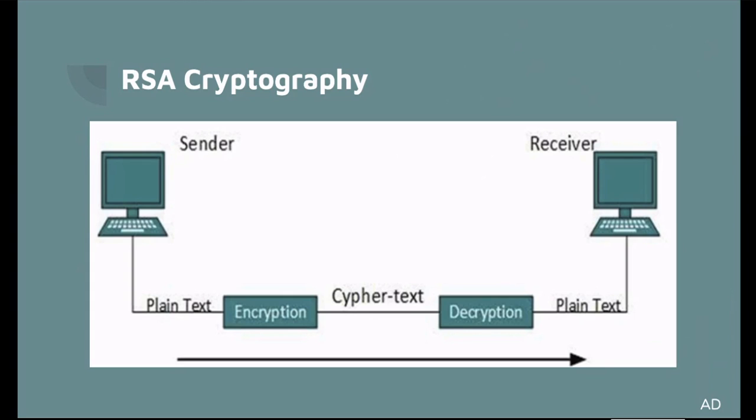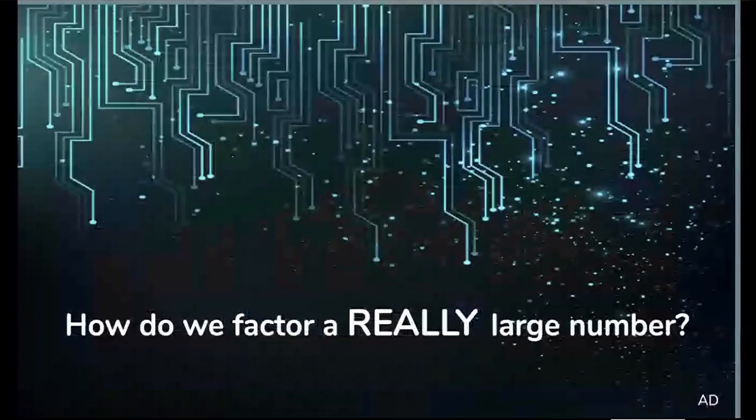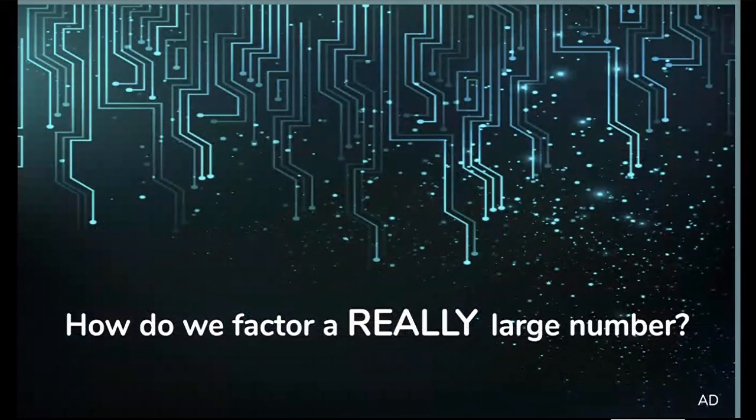RSA cryptography primarily uses these prime factors as keys for encryption. So if you ever wanted to break RSA cryptography, all you have to do is find these prime factors. But the question is, how do we factor a really large number? And by really large, we mean a number that's over 100 digits long.